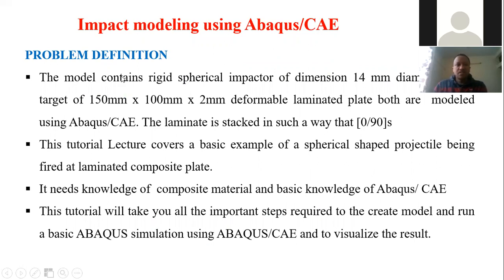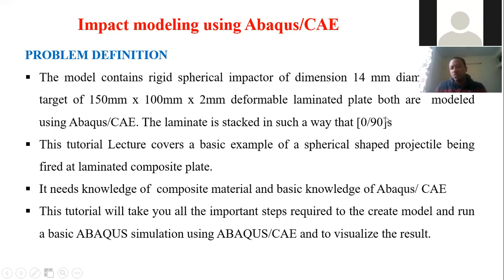I start from the problem definition: impact modeling using Abacus CAE. The problem definition is as follows. The model contains a rigid spherical impactor of 40 millimeter diameter and a target plate of 150 by 100 by 2 millimeter, which is considered as a deformable plate. Both are modeled using Abacus computer aided engineering, and the laminate is stacked in such a way that it has 0/90 symmetry.